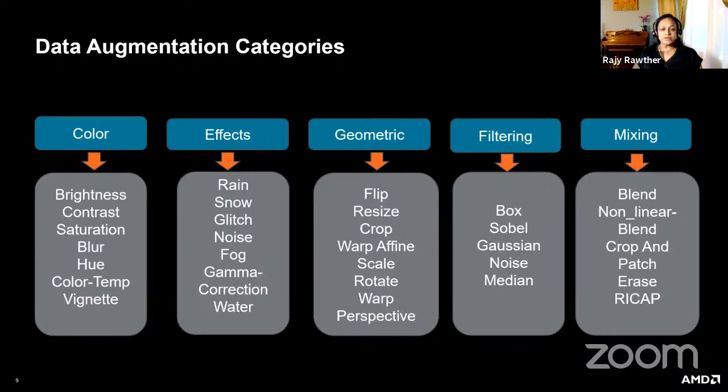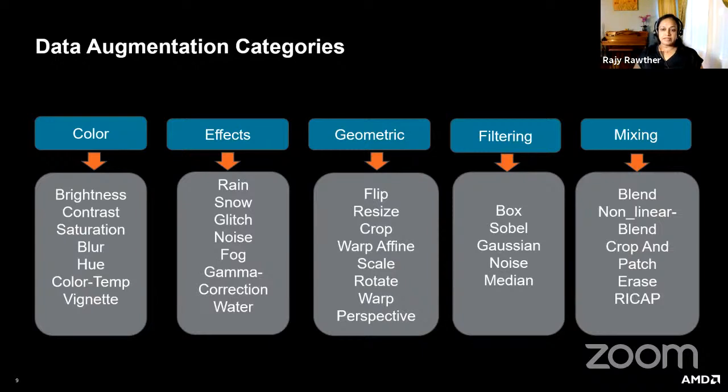And then you can also apply a lot of geometric augmentations. Some of them are flipping the image, resizing, cropping, warp affine transform, scaling, rotating, and perspective transforms, etc. And also there are a lot of filtering augmentations like box filter, Sobel filter, Gaussian filter, noise filter, median, etc.